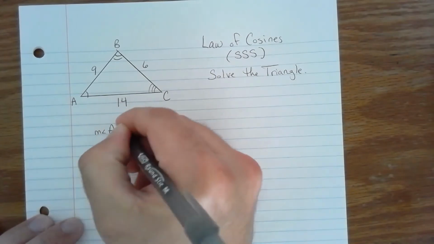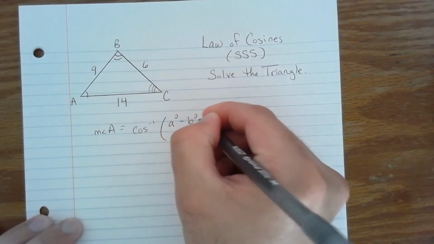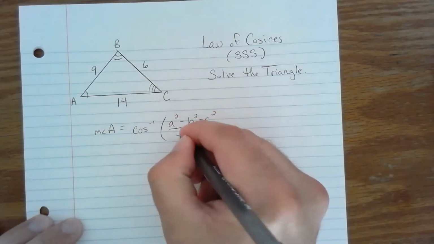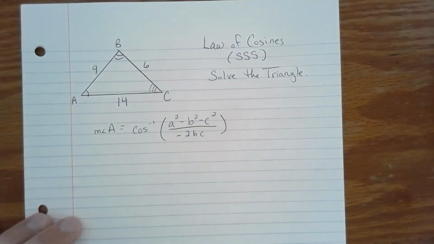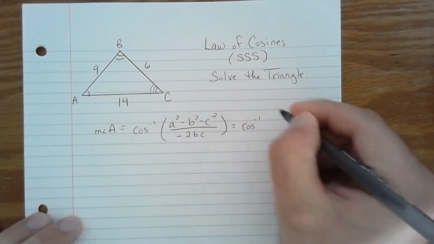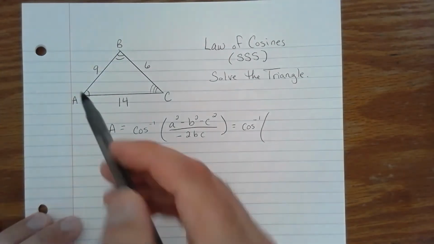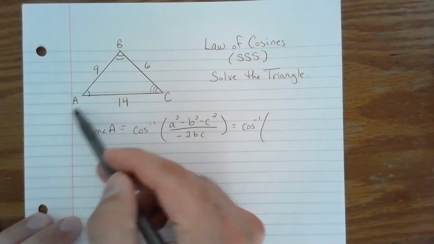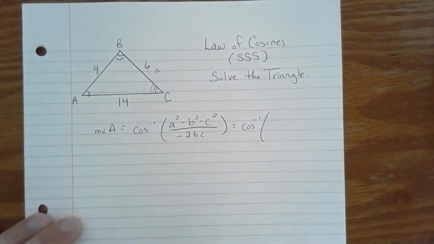The measure of angle A is cosine inverse of big A squared minus B squared minus C squared all over negative 2BC. We saw this in the last video, in our formula video. All we have to do is literally plug in the numbers we were given and move on. The only part to be careful about here is to remember that little a is always across from angle A, or whatever corresponding variable you're working with. So this little 6 up here is little a, our b is the 14, and our little c is 9.